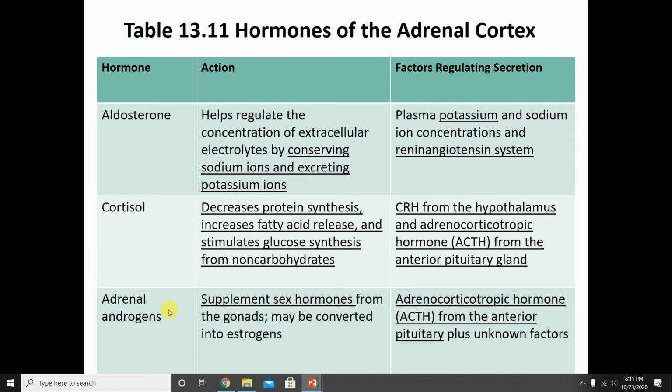The third hormone are your adrenal androgens, and that is stimulated by the ACTH coming from the anterior pituitary, and it supplements the sex hormones from the gonads. It can be converted into estrogen. Through one enzyme known as aromatase enzyme, that androgen can be changed into estrogen.